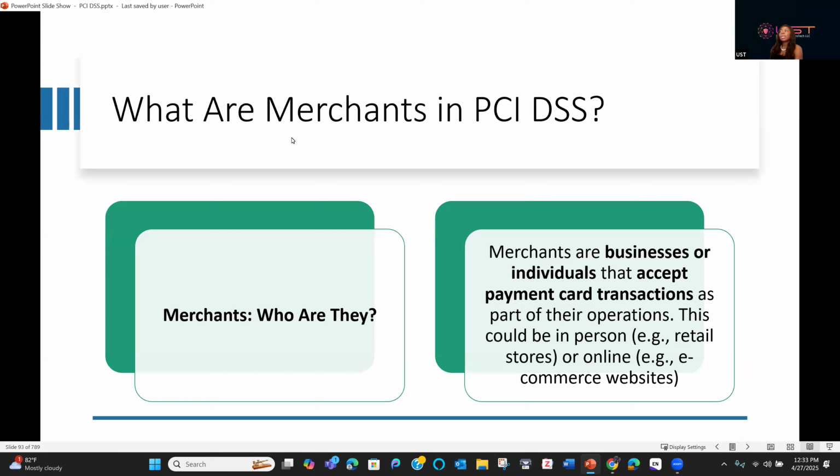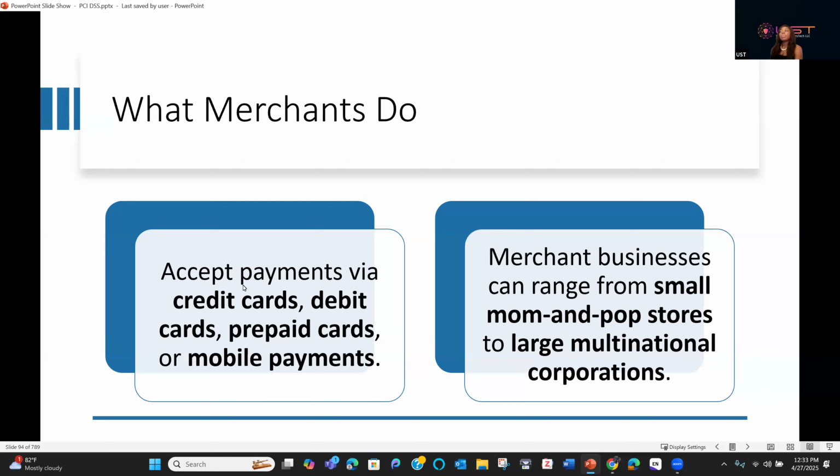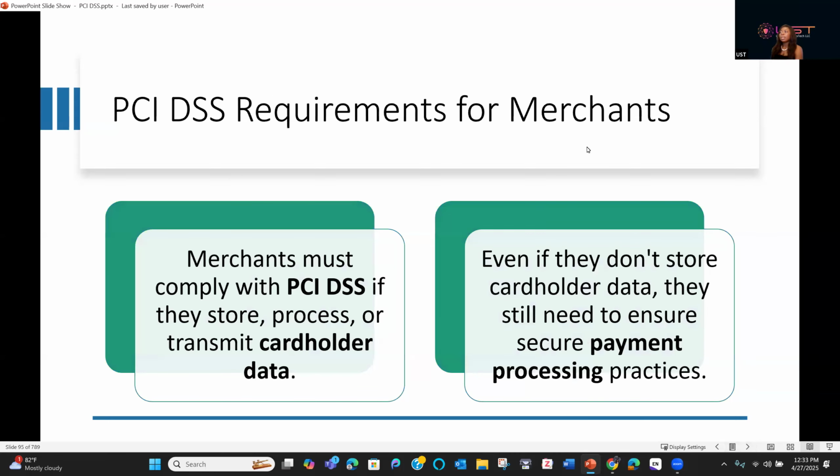We're talking about that. What are merchants in PCI DSS? Merchants, who they are. First, merchants are businesses or individuals that accept payment card transactions as part of their operations. This could be a person, a retail store, or online, such as an e-commerce website. A typical example: a merchant will accept payment via credit cards, debit cards, prepaid, or mobile payment, even something like Apple Pay and all those things. Merchant businesses can range from small mom-and-pop stores to large multinational corporations.